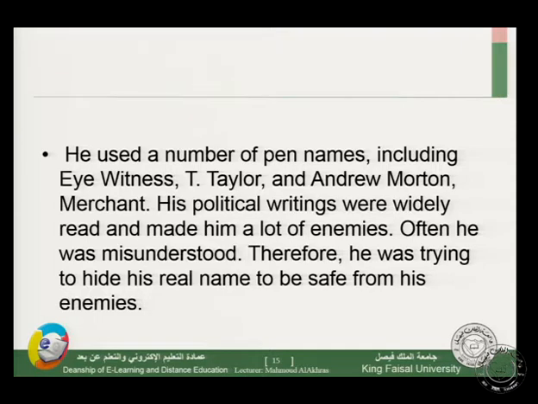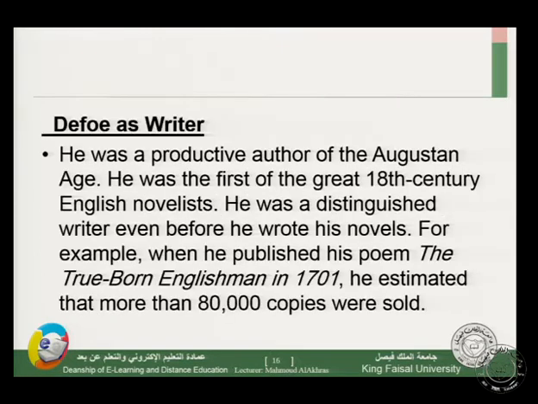His political writings were widely read and made him a lot of enemies. There were a lot of enemies for Defoe because of his writing. We can sense that from his political uncertainty. If you switch from one party to the other, the other party will be your enemy in the future. So we have this kind of struggle in his life. Often he was misunderstood. Therefore, he was trying to hide his real name to be safe from his enemies.